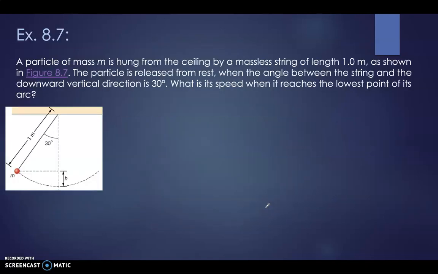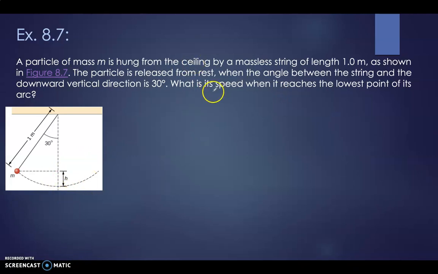So let's go ahead and start on an example. A particle of mass m is hung from the ceiling by a massless string of length 1 meter, as shown here. The particle is released from rest, and the angle between the string and the downward vertical direction is 30 degrees. What is its speed when it reaches the lowest point of the arc? So that would be at h here.